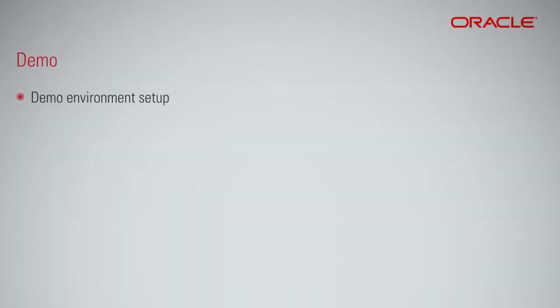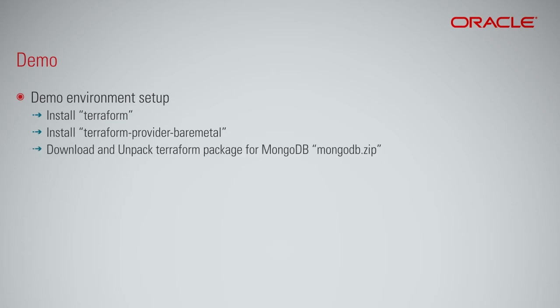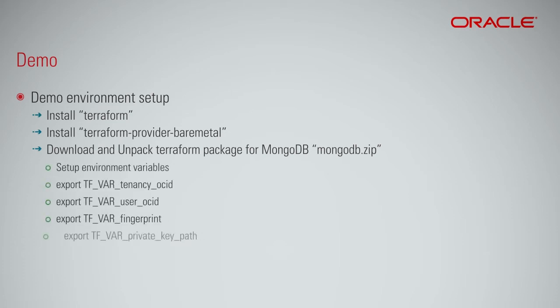For the demo environment, the user needs to install the Terraform binary and the Oracle Bare Metal Terraform provider on the demo system. Then download and unpack the Terraform package mongodb.zip. Before running Terraform commands, the user needs to set up a few environment variables, such as tenancy OCID, API key fingerprint, etc. Now we can switch to our Bare Metal console and our terminal window to conduct a live demo of Terraform deployment.